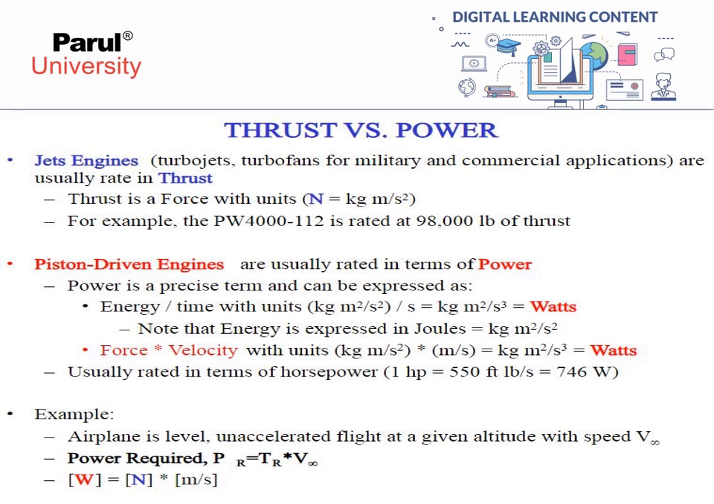Power is usually rated in terms of horsepower; 1 HP is equal to 550 lb foot per second, which is equal to 746 watts. For example, an aeroplane in level unaccelerated flight at a given altitude with a speed v infinity: the power required PR is equal to the thrust required into v infinity, with units Newton into meter per second. Right?